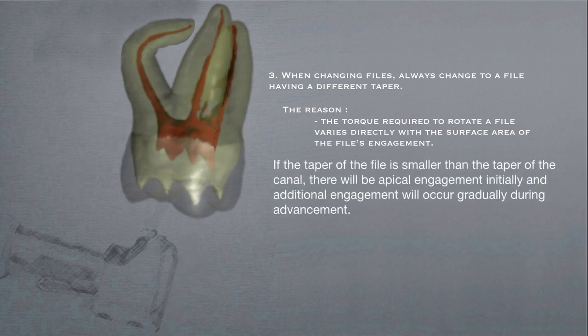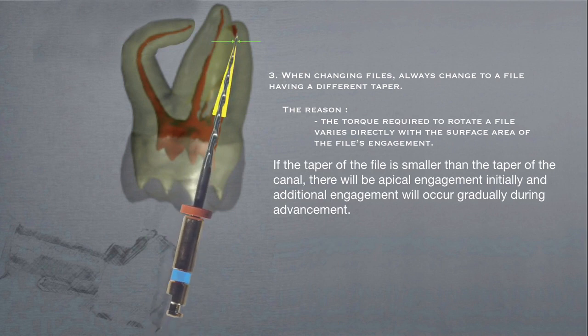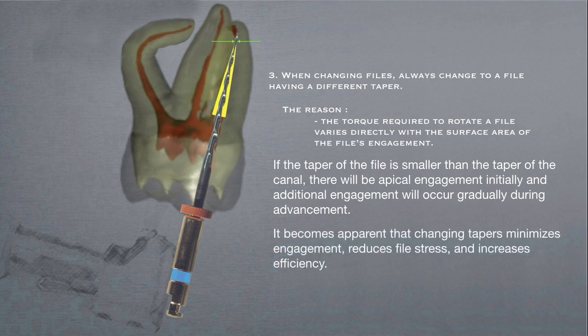If the taper of the file is smaller than the taper of the canal, there will be apical engagement initially, and additional engagement will occur gradually during advancement. It becomes apparent that changing tapers minimizes engagement, reduces file stress, and increases efficiency.